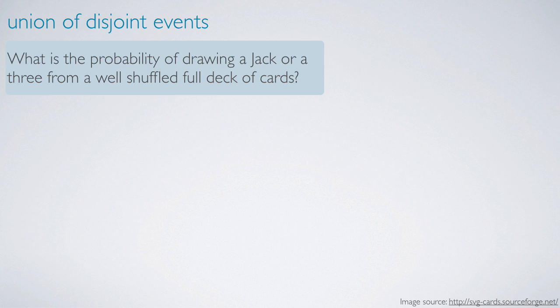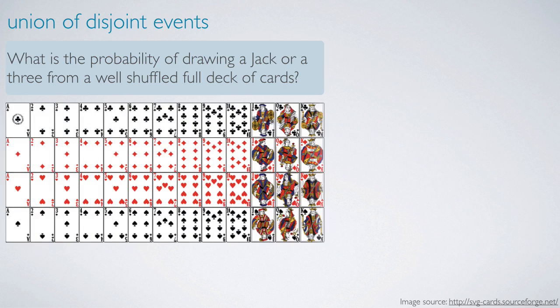To solidify these definitions, let's put them to use. We'll start with disjoint outcomes. What we mean by union is that we're looking for the probability of one event or the other happening. So the question is, what is the probability of drawing a jack or a 3 from a well-shuffled full deck of cards? So here's a full deck of cards. Remember, there are 52 cards in a full deck. There are 4 jacks, 1 from each suit, and 4 threes, again 1 from each suit.